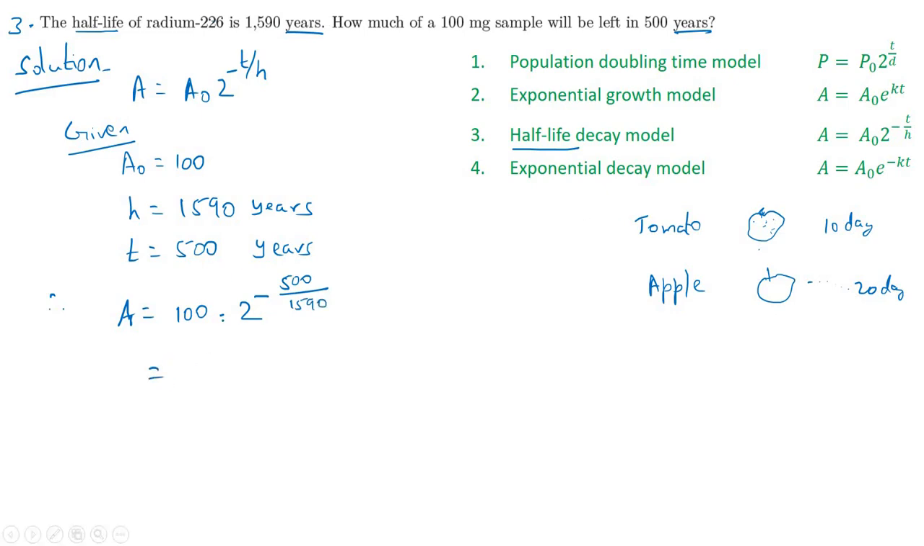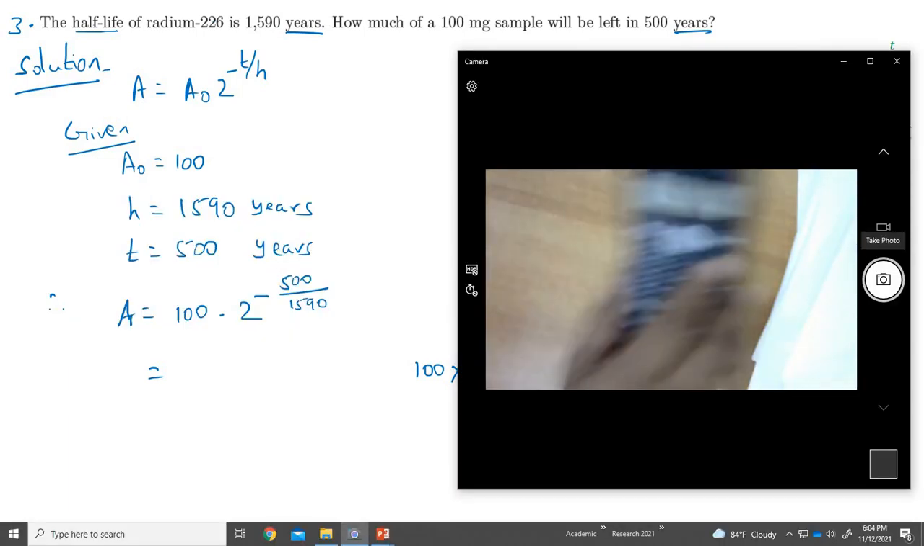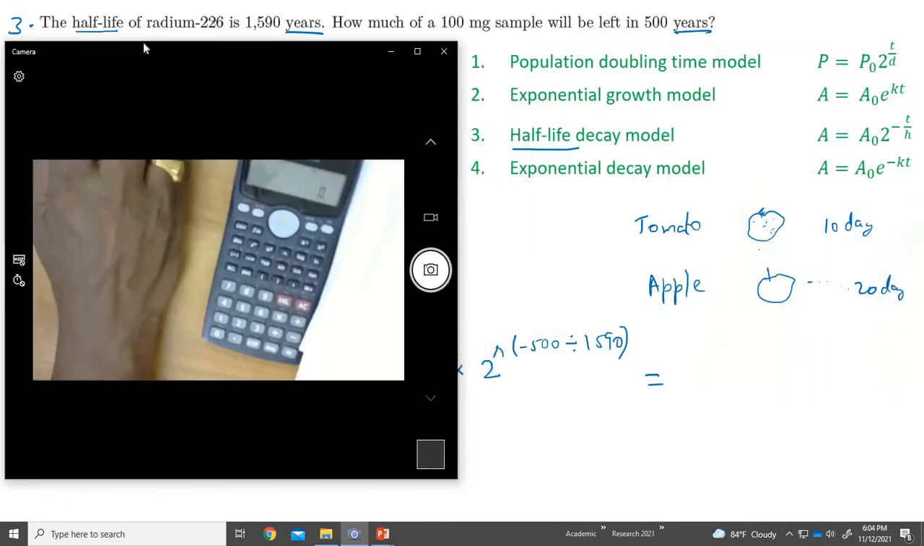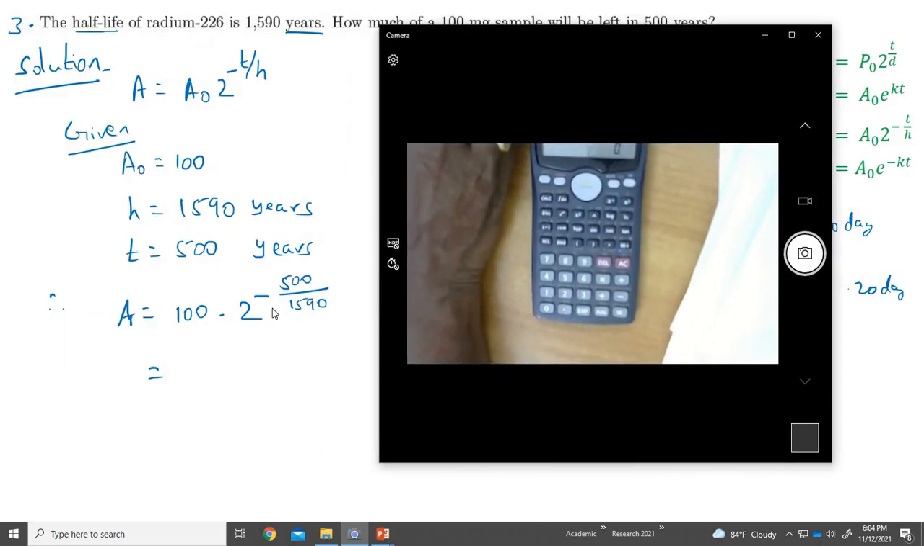See, this calculation you can do in a single calculation. How is it in the calculator? 100, put multiplication, 2 power minus, so put a bracket, minus 500 divided by 1590, close the bracket, press equal to. So you type this in your calculator. I am showing this to you also. Anyway, I will see the formula and I will type.